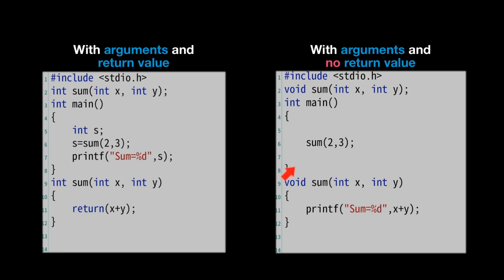Next, it is the end of the main function, so the program stops. The output of both these programs is sum equal to 5. If you want to just print the sum, then the second program is enough. But if we need the value of sum back in the main function for any further calculations, say we want to find the average of these two numbers, that is when we require to return the value back into the main function.